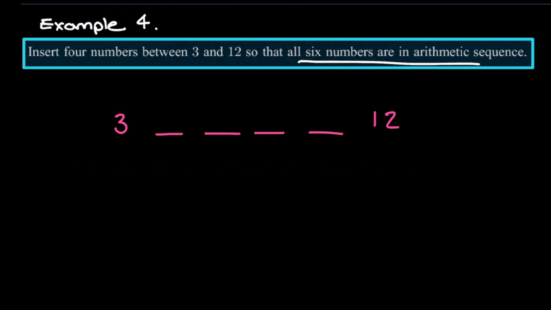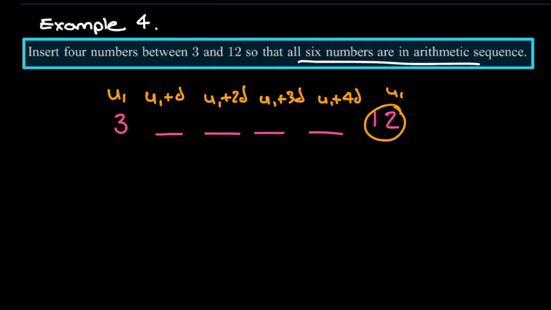Now, what I like to do when I'm doing these questions is set these up in sort of arithmetic notation. So this first term would be u1. So the next term would be u1 plus d, and then the next term will be u1 plus 2 lots of d, and then u1 plus 3 lots of d, 4 lots of d on the next one, and then we have this 12, which would be u1 plus 5d.